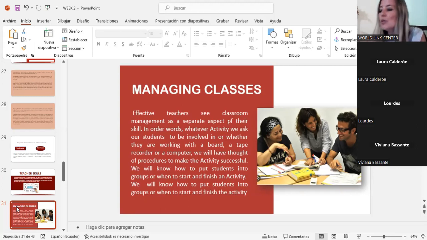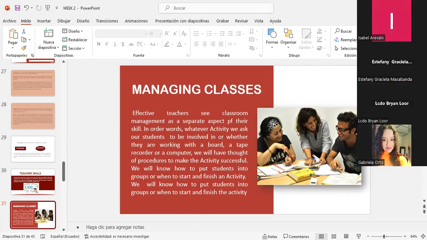How are you going to group students? Viviana, Laura, Gabriela. What are you gonna do? You understand that part? When you're making groups, what are you gonna do? When you're going to separate your students?